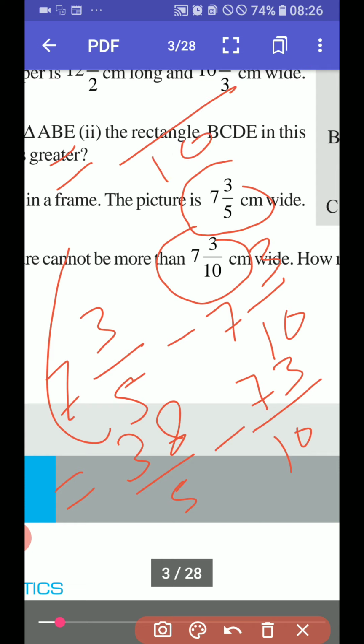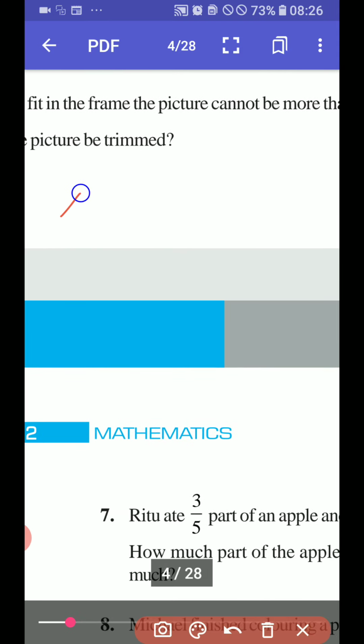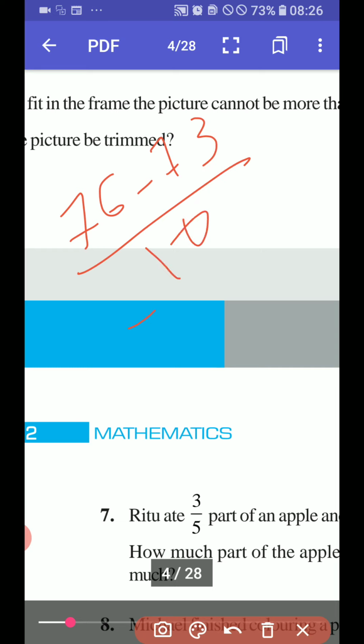5 twos are 10 and 8 twos are 16, carry 1, 3 twos are 6 plus 1 is 7, so 76 minus 73 upon 10 equals 3 upon 10. Means 3 upon 10 part we need to trim to fit in the frame.